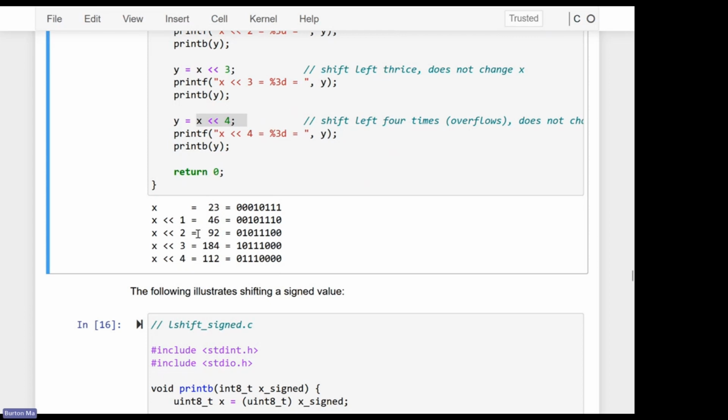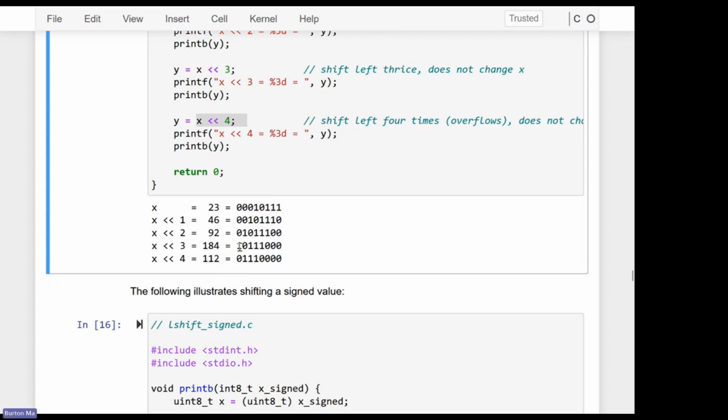So 23, this should be times 2, times 4, times 8, this is times 16. It doesn't fit inside the range of our 8-bit int, and so you get overflow. And the result is now less than shifting the number three digits to the left. What happens in overflow is exactly what you would expect.